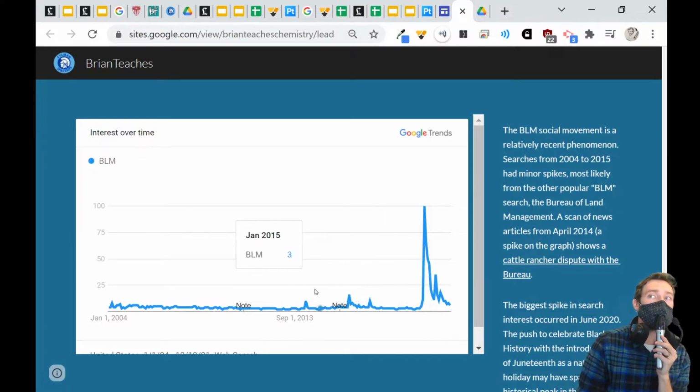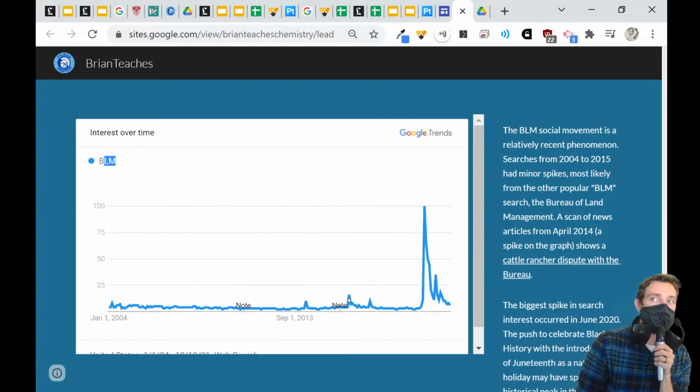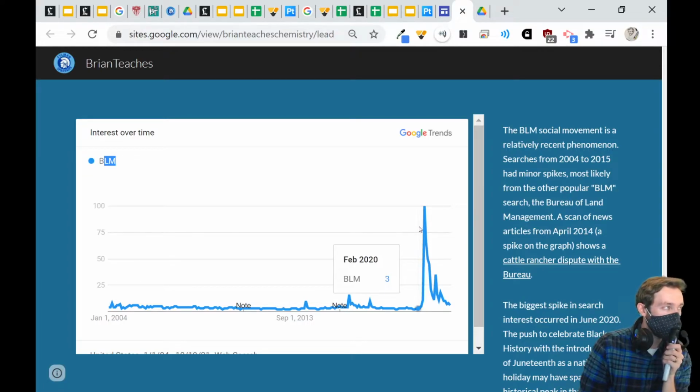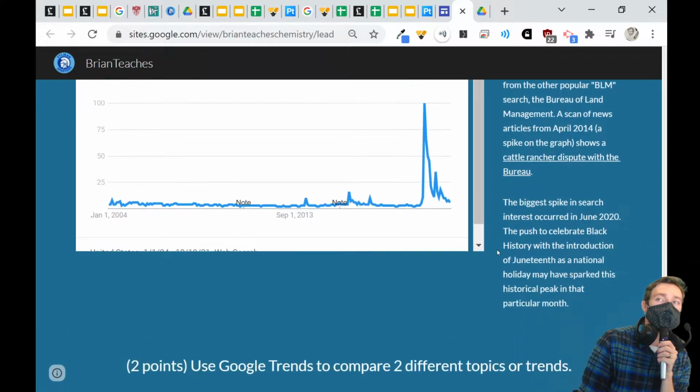Here's one that I used for BLM. Over the course of 20 years, I wanted to know how popular BLM was as a term that was searched for. It had some spikes, but those were identified as other things. And then it had a huge spike in popularity in June of 2020. June. I wonder why. So that's one thing that you're going to use Google Trends for.